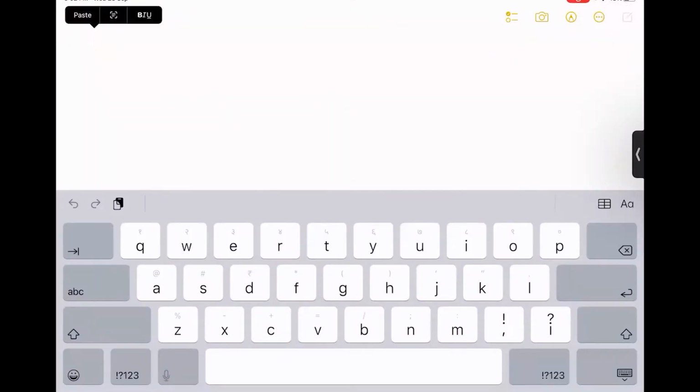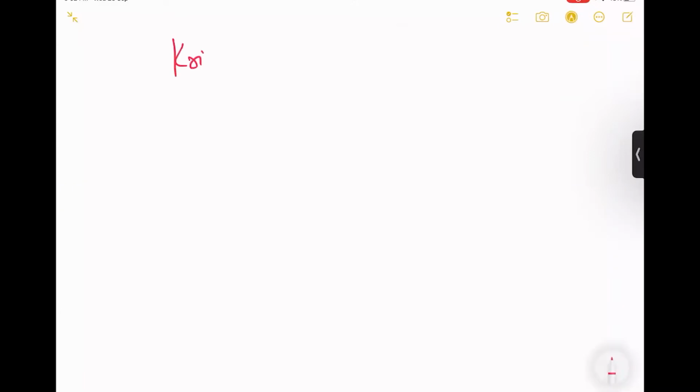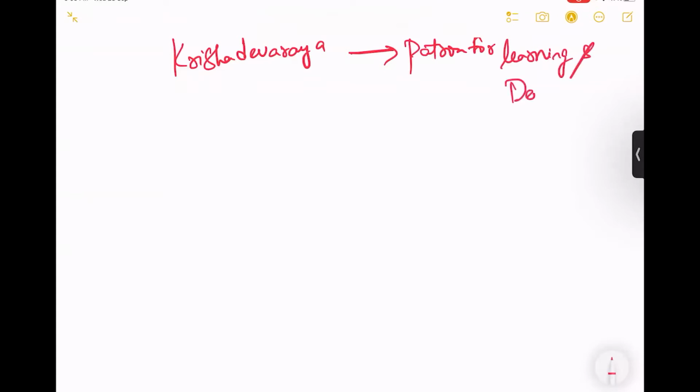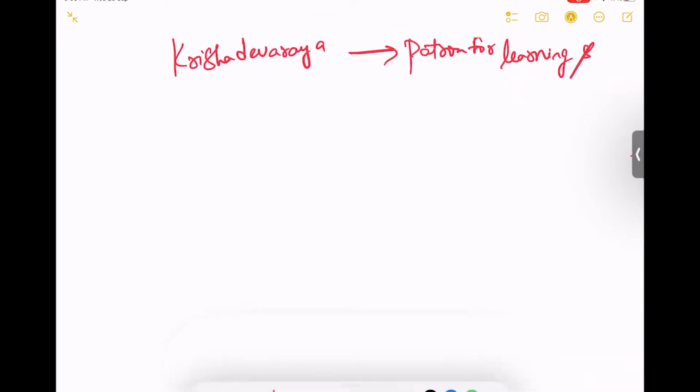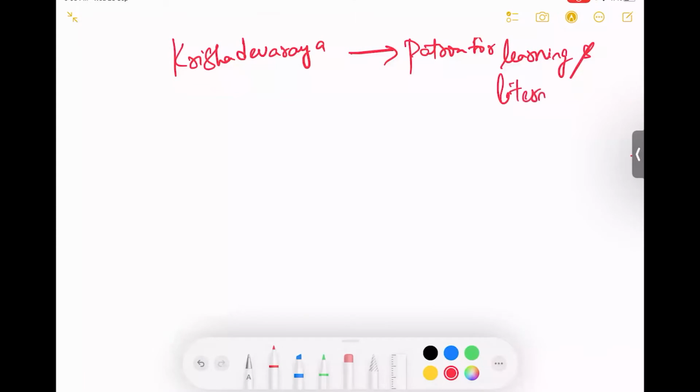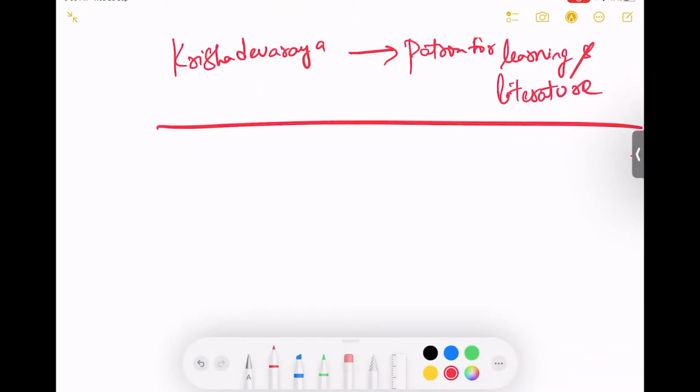So what is the question about? It is asking you about Krishna Devaraya and his patronage for learning and literature. Learning and literature. So this is the question.